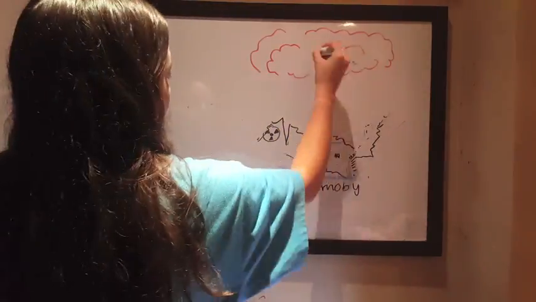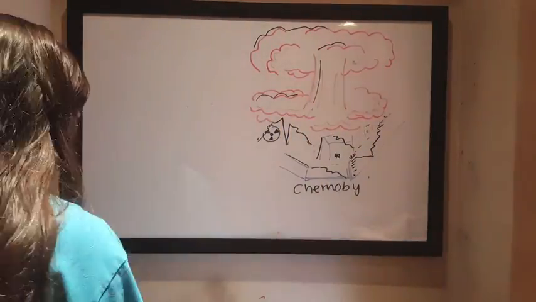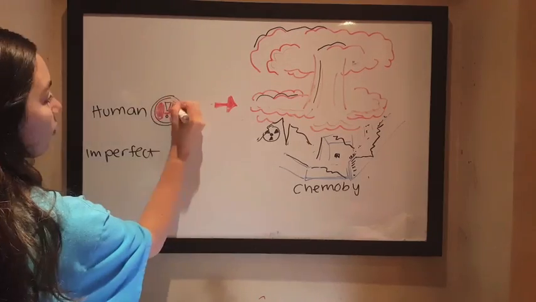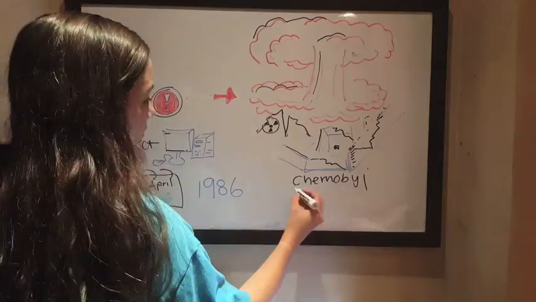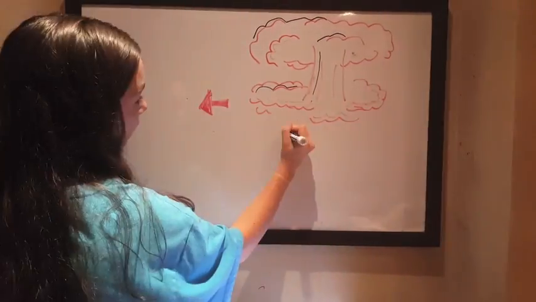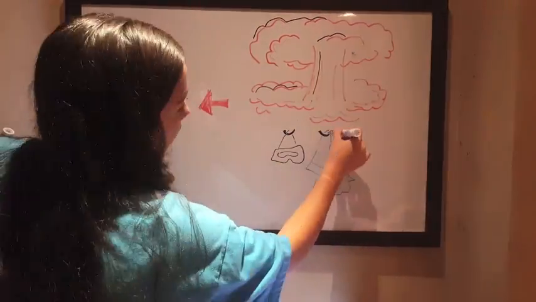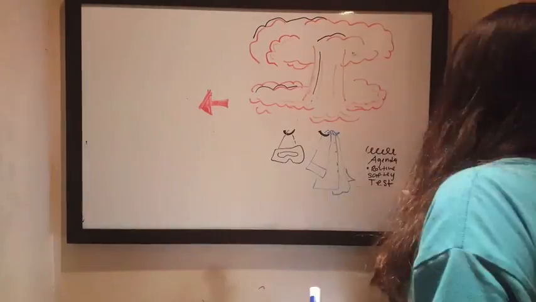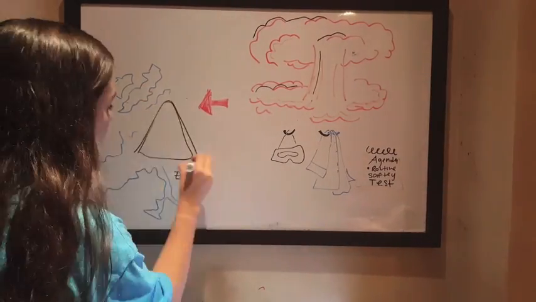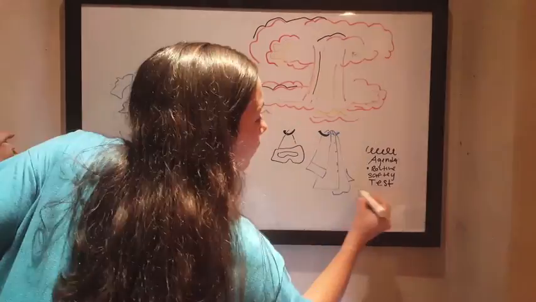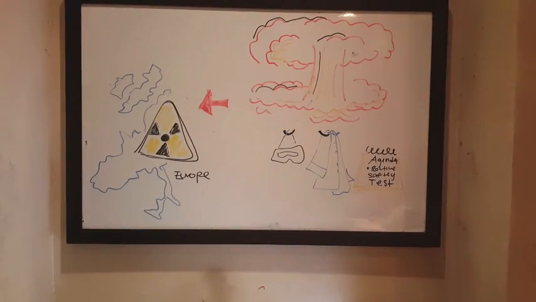The Chernobyl disaster was due to a combination of human error and imperfect technology. It occurred on April 26, 1986. During a routine safety test, there was an explosion and fire that released large quantities of radioactive particles into the atmosphere, which spread over much of the Western Soviet Union and Europe.